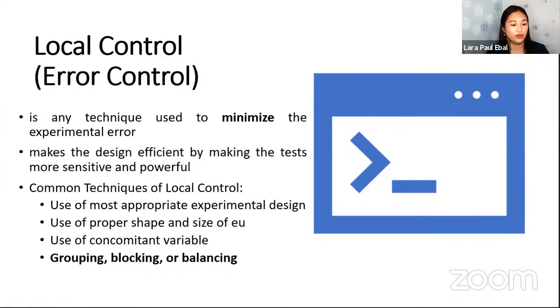Okay, so common techniques of local control. Number one, use of the most appropriate statistical design. So you have to know those design structures. Use of proper shape and size, okay? Then use of concomitant variables. So this will help you, okay? Although this is not necessary in your analysis, you can try to recognize them and control them. And then we have this grouping, blocking, or balancing. So these are common ways or techniques to have this local control or error control.